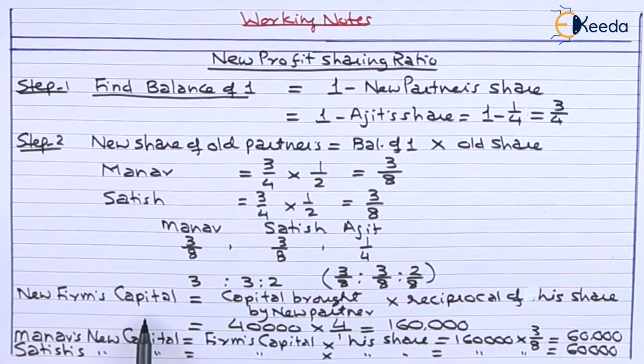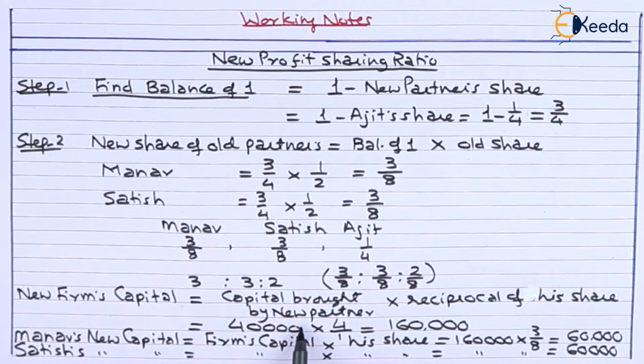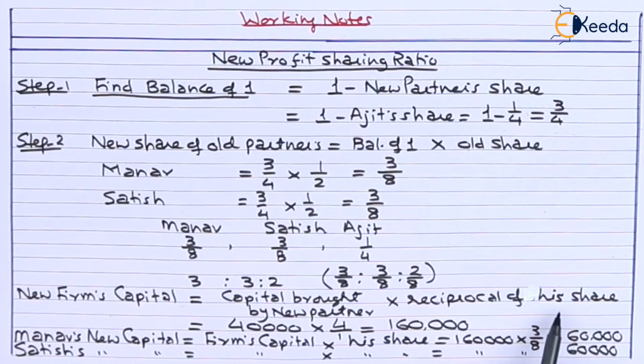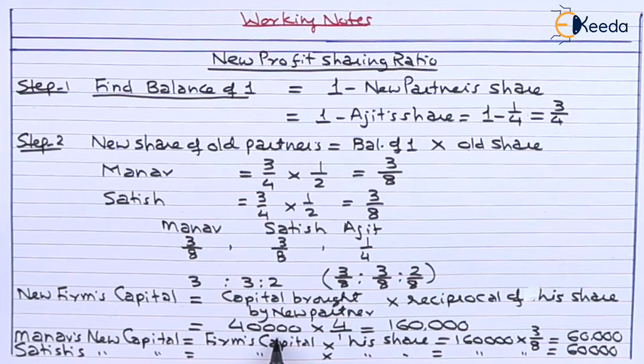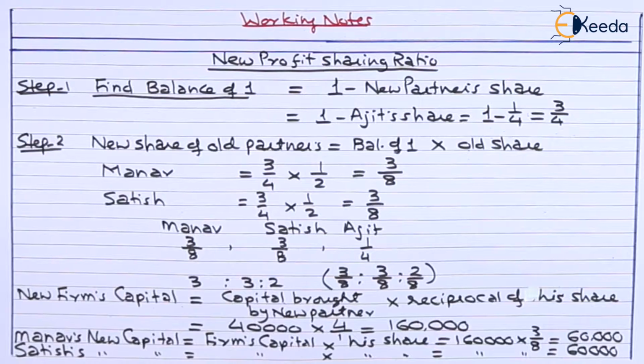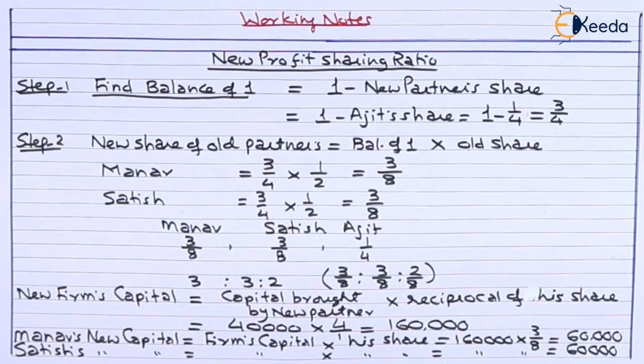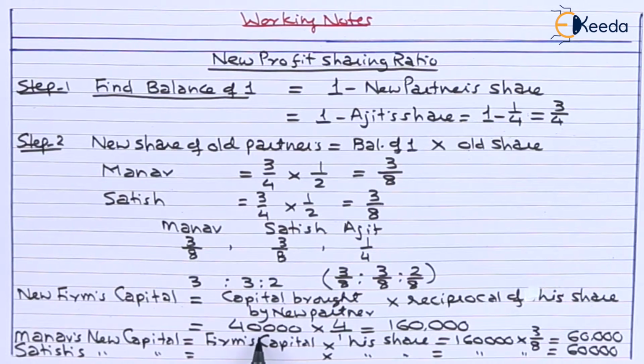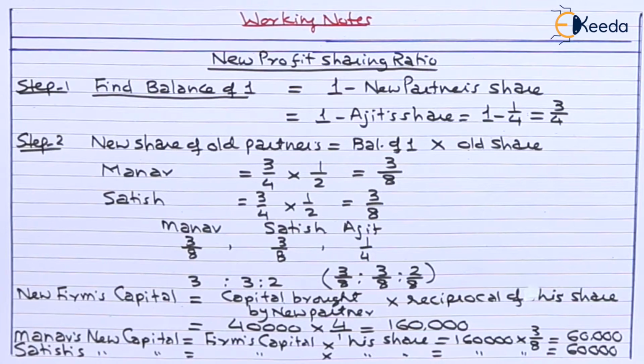The new firm's capital we can calculate by using the formula: capital brought by new partner multiplied by the reciprocal of his profit share. Here Ajit's new capital is 40,000. His share is 1/4. Reciprocal of his profit share is 4/1. 40,000 multiplied by 4, the firm's capital comes to 1,60,000. So the new firm's total capital is 1,60,000.